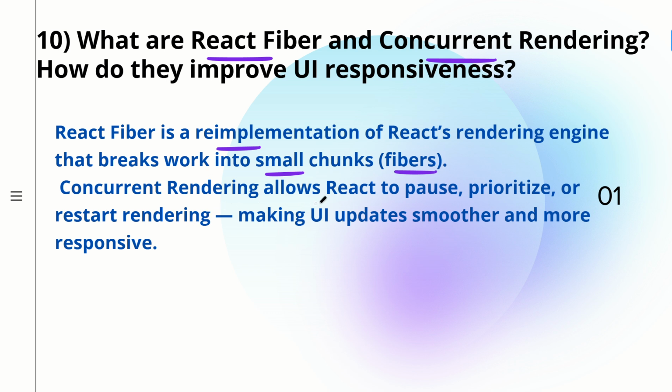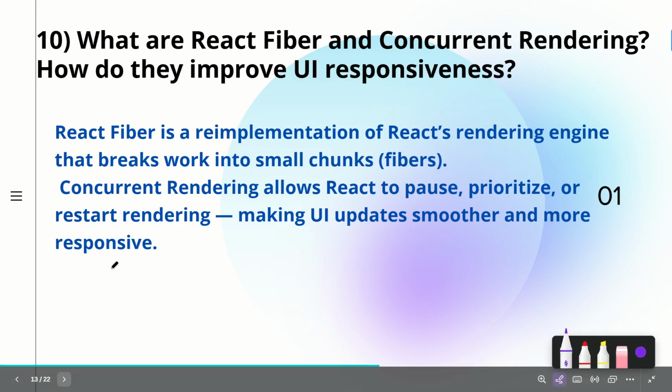Coming to concurrent rendering, it allows React to pause, prioritize, or restart rendering. The important point is prioritize, so it can prioritize the important part. Like, if there is any state that has to be updated at priority, then that can be done. It can pause certain renderings and also restart the rendering. This is about concurrent rendering, and it is helpful in making our UI updates smoother and more responsive. So with concurrent rendering, pausing and prioritizing, if there is any component which needs a state to be updated at priority, that is how it makes our UI update smoother and more responsive.